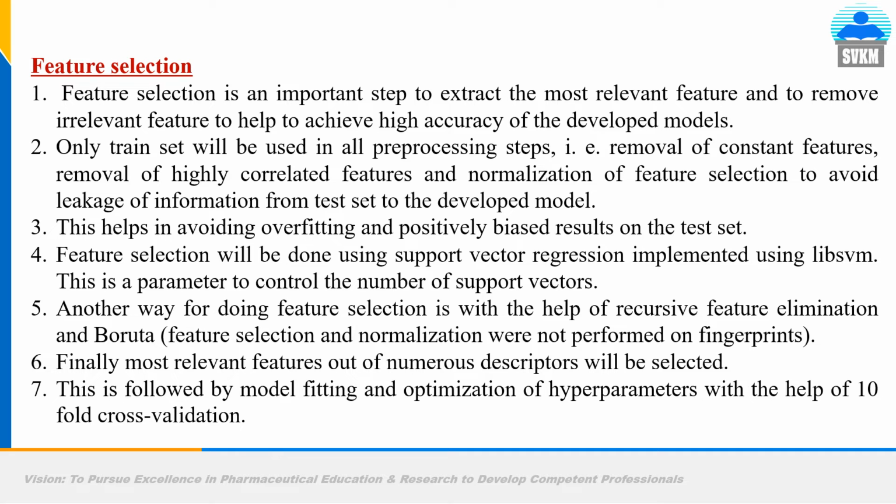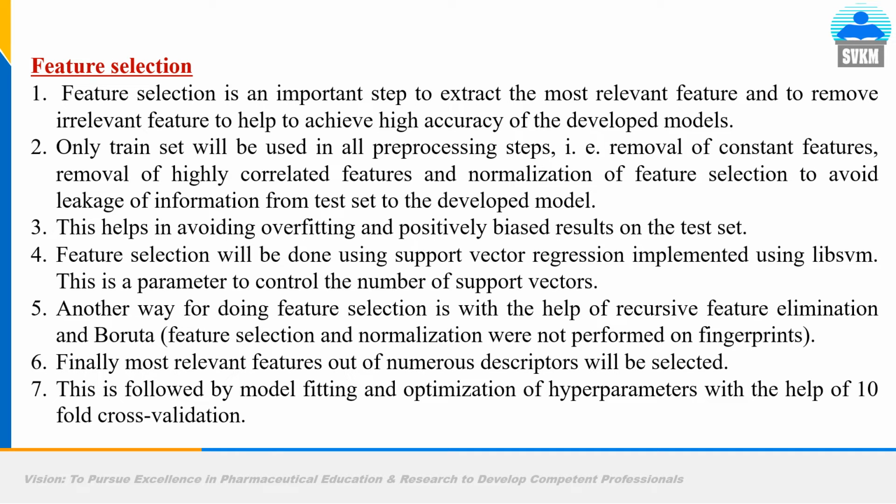Feature selection will be done using support vector regression implemented using LIBSVM. This is the parameter to control the number of support vectors. We all know the meaning of support vector. Already we have studied it in the support vector machine type of machine learning algorithm. Another way of doing feature selection is with the help of recursive feature elimination and Boruta. So you can use any proprietary tool to go for feature selection and normalization.